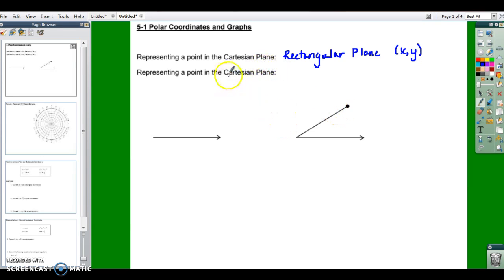Prior to learning about polars. This should say polar here. In the polar plane, we refer to everything in terms of r and theta. When we talk about the polar plane, we don't talk about the x and y axis, but rather we talk about the pole, and this is the polar axis. And when we refer to angles, we refer to the angle theta as the distance from the polar axis.